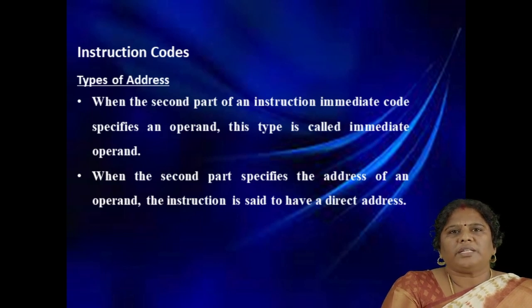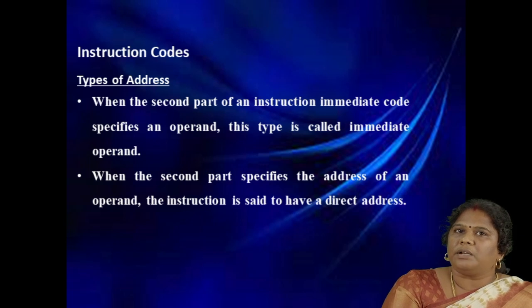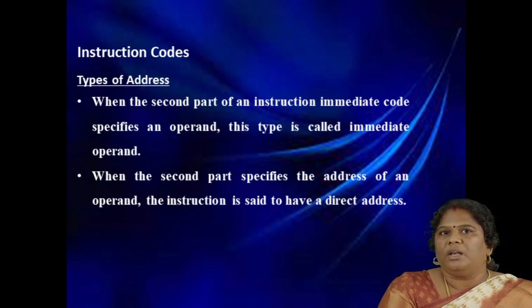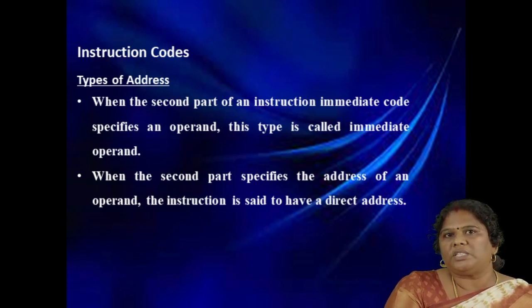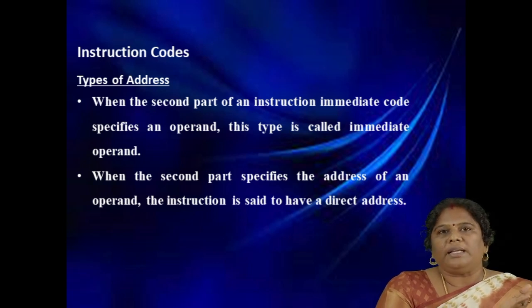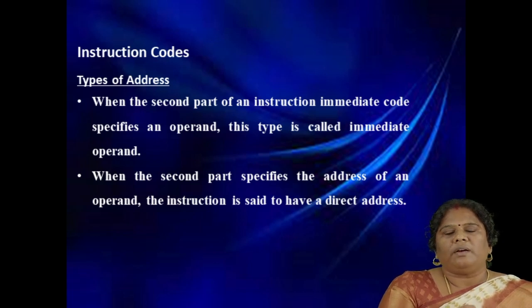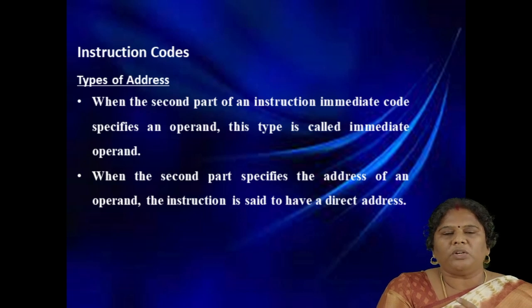Next, what types of addresses can be used in our instruction format? Already I told you our instruction format has two fields. One is the opcode field, which specifies the different operations that can be performed by the computer. The next field is the address field, which denotes the address of the operand stored in our computer memory.